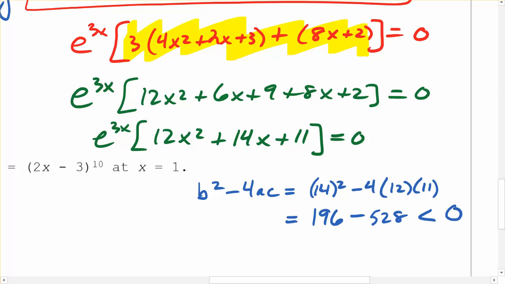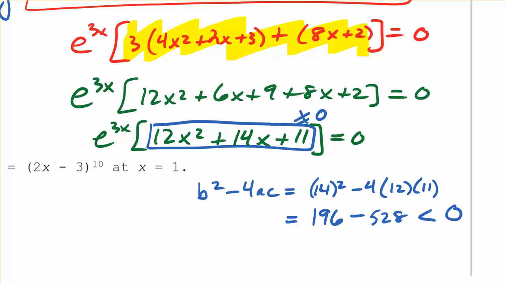It's less than 0. So if the discriminant is negative, does this ever cross the x-axis? It never equals 0. We just asked the question, where does that blue box cross the x-axis? And the answer was, it doesn't, right? So is that quadratic facing up or down? 12x squared. Is 12x squared facing up or down? Up.